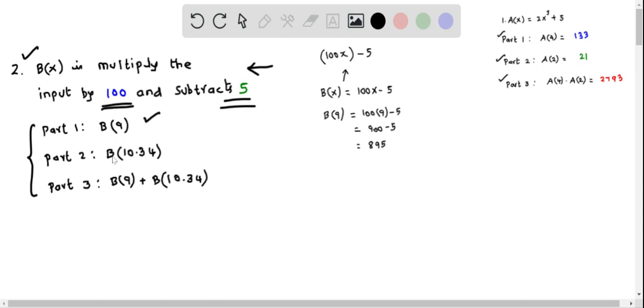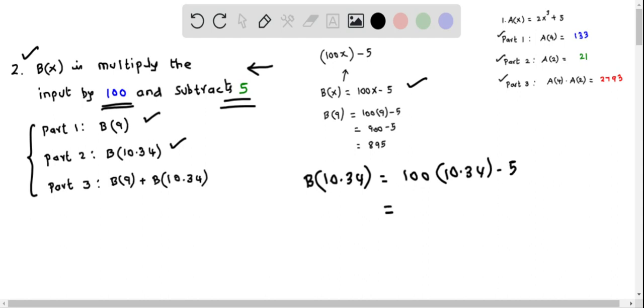Now let's answer part 2. That is, we have to find b of 10.34, which means we have to replace x by 10.34 into the b of x function. So when we do that, b of 10.34 equals 100 times 10.34 minus 5. 100 times 10.34 is 1034, minus 5. And 1034 minus 5 is 1029. So we found the values of b of 9 and b of 10.34.